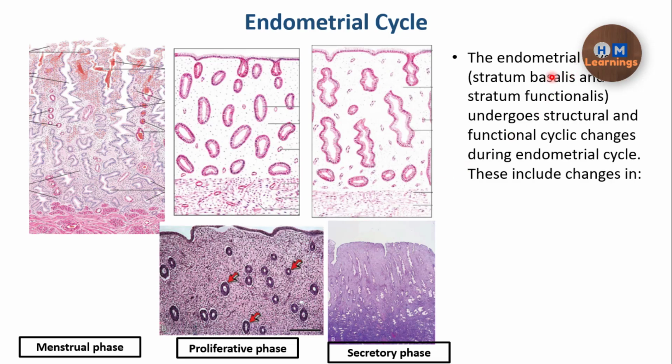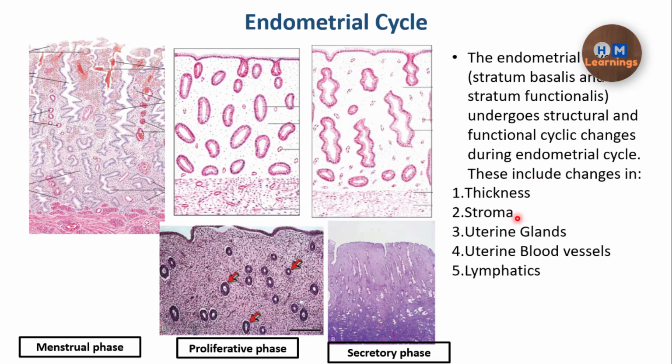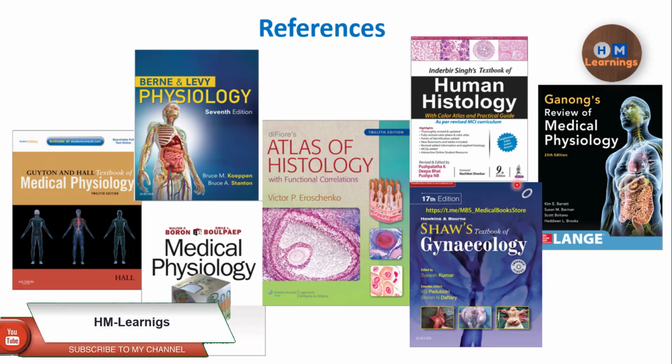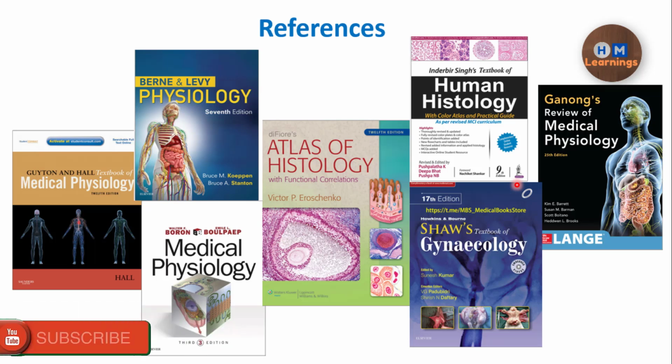So the endometrial layers are going to undergo structural and functional changes during the endometrial cycles. The things which are going to change during the endometrial cycle are the thickness of the endometrium, the stroma of the endometrium, the uterine glands, the uterine blood vessels, and the lymphatics. So with regard to these five things, we are going to see in the next video what happens during the menstrual phase, the secretory phase, and the proliferative phase. So with this, we are at the end of this video. This is an introductory video for the endometrial cycle.